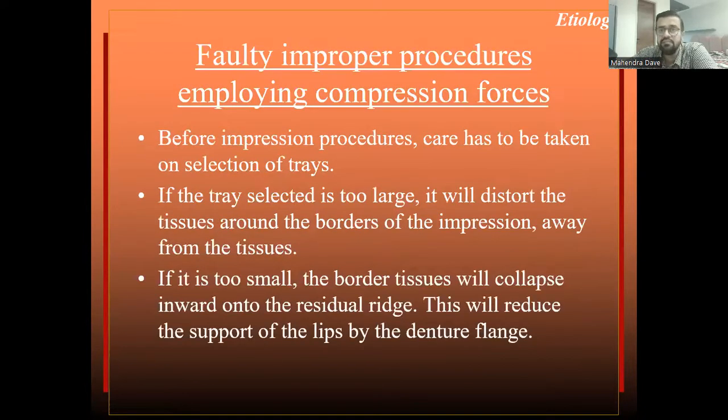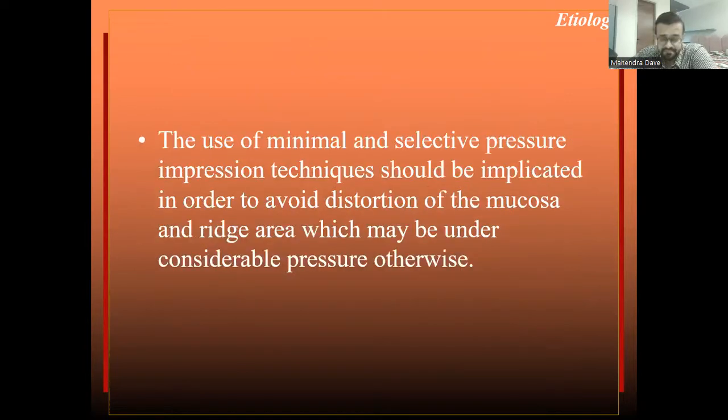Faulty or improper procedures employing compression forces. Before impression procedures, care has to be taken in the selection of the tray. If the tray selected is too large, it will distort the tissue around the borders of the impression away from the tissue. If it is too small, the border of the tissue will collapse inwards onto the ridge. This will reduce the support of the lip by the denture flange.